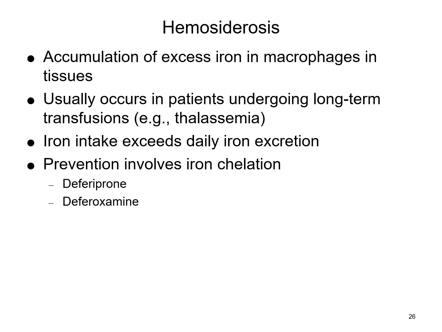Hemosiderosis. This is when you have an accumulation of excess iron in the macrophages of the tissue. You're usually going to see this in patients that are getting long-term transfusions, for example your thalassemia patients and your sickle cell patients, because they're getting multiple transfusions. That iron intake exceeds the daily excretion, and so they start building up iron. In order to prevent that, they might need some kind of iron chelation to remove it.